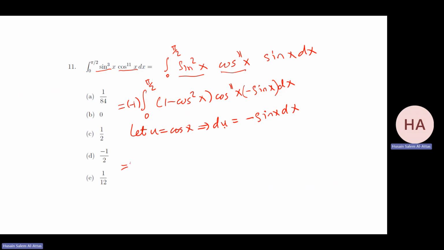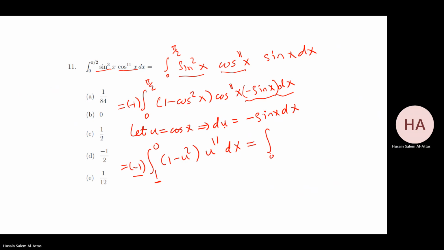So now I do the substitution. Cosine 0 is 1. Cosine pi over 2 is 0. I have 1 minus u squared times u to the power 11, and this will be my du. Now it's easier. This minus will change the integral, so that will send it back to 0 to 1: u to the power 11 minus u to the power 13, du, not dx. That will be my du.